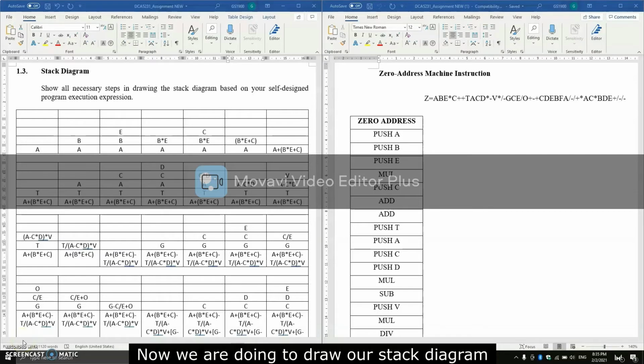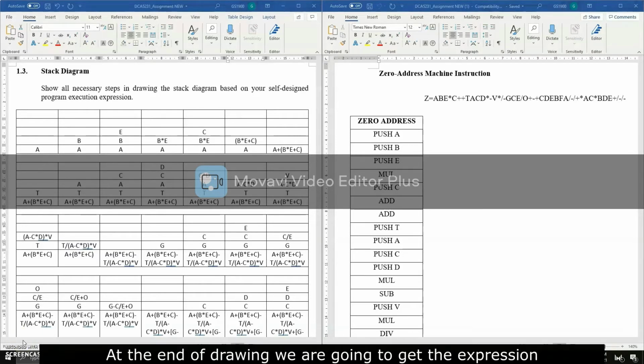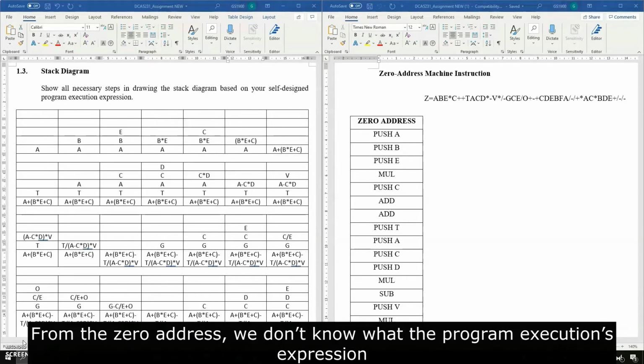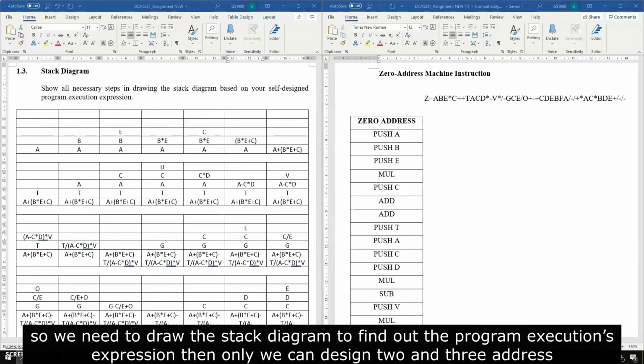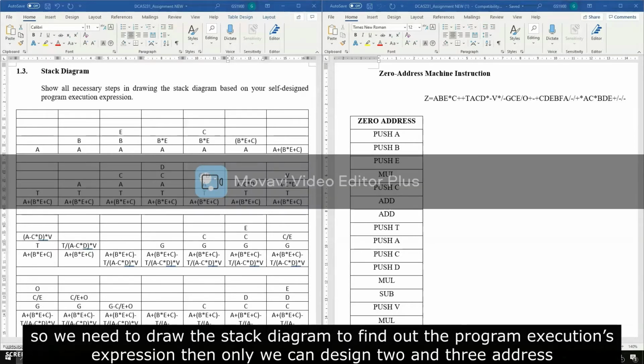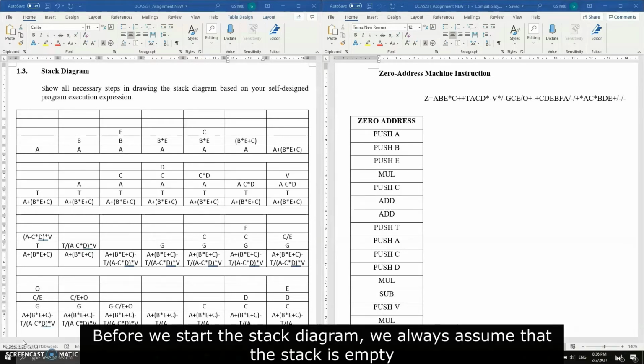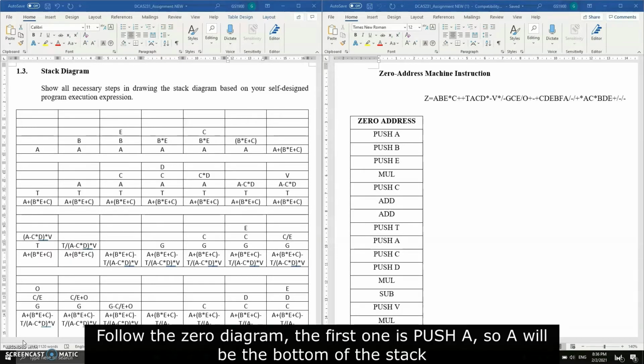and this is our postfix. Now we are going to draw our stack diagram. At the end of drawing, we are going to get the expression. From the zero address, we don't know what the program execution's expression is. So we need to draw the stack diagram to find the program execution's expression. Then only can we design 2 and 3 address. Before we start the stack diagram, we always assume that the stack is empty.